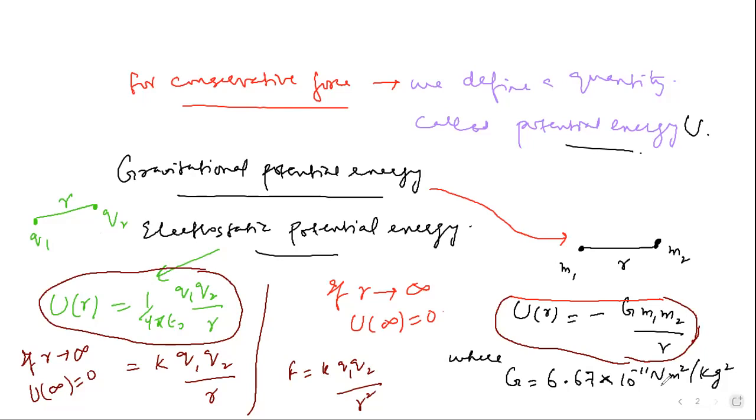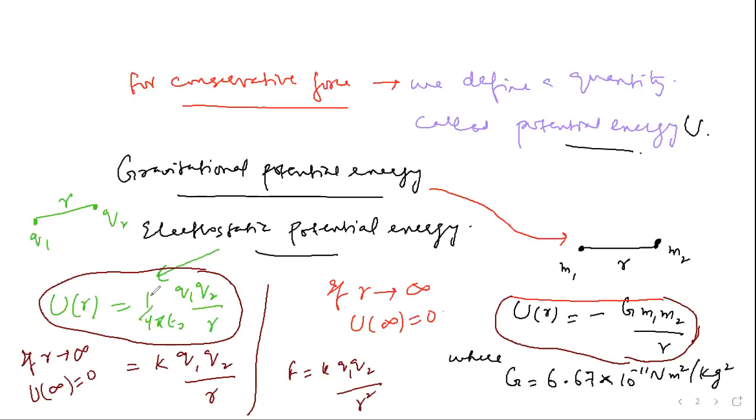Similarly, if we have more than two charges, for example, three point charges, Q1, Q2, and Q3, let the distance between 1 and 2 be R12, distance between 1 and 3 be R13, and distance between Q2 and Q3 be R23. This system of charges also possesses potential energy.